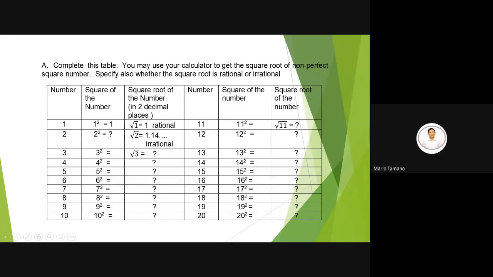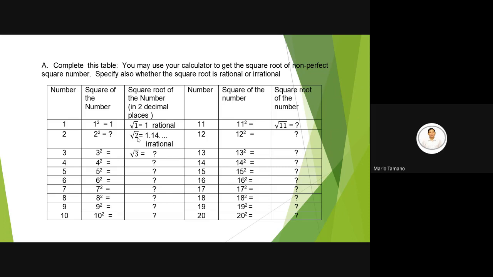Okay, anong napansin ninyo? Mula square root of 1 hanggang square root of 4, karamihan po irrational. Yes, karamihan ay irrational. So, between square root of 1 and square root of 4, there are 2 square roots na kung saan ay irrational. These are square root of 2 and square root of 3.